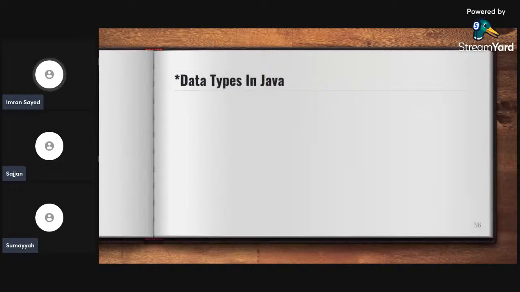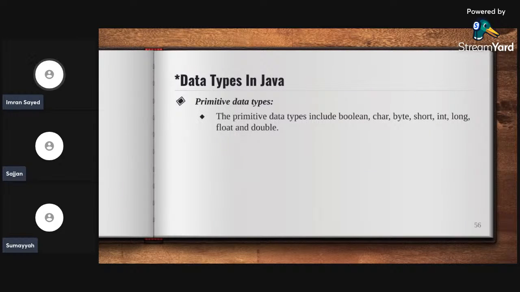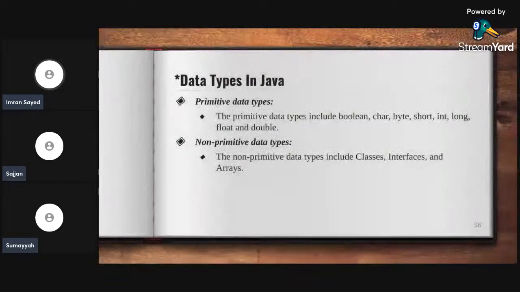Okay, data types in Java. You have primitive data types. Primitive data types include boolean, char, byte, short, int, long, float, double. Non-primitive types include classes, interfaces, and arrays.